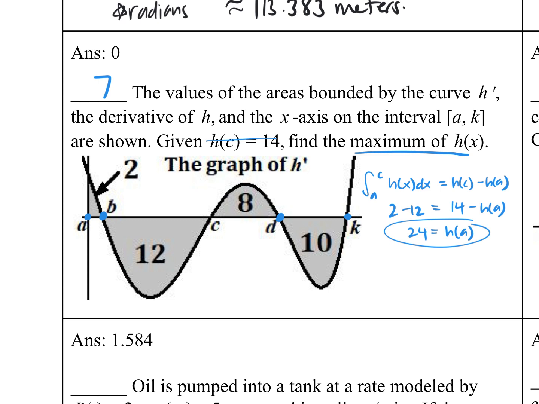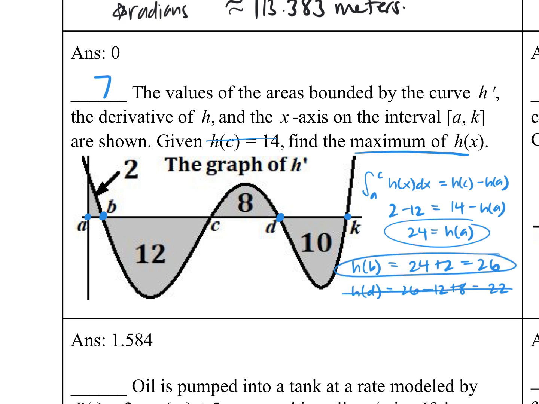But now I need to check b. So if I look at h of b, it is going to be 24 plus 2, which gives me 26. And if I look at h of d, that means I'm going to take that 26, subtract 12, and then add 8 to that, which is actually going to give me 22. So this is not larger, so h of b equaling 26 is going to be my maximum.